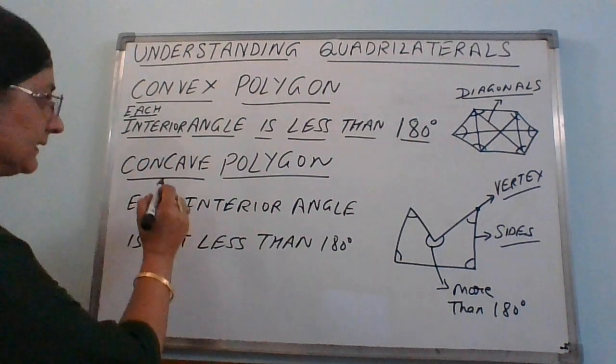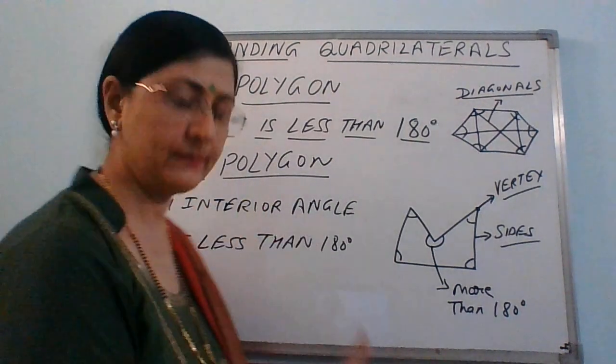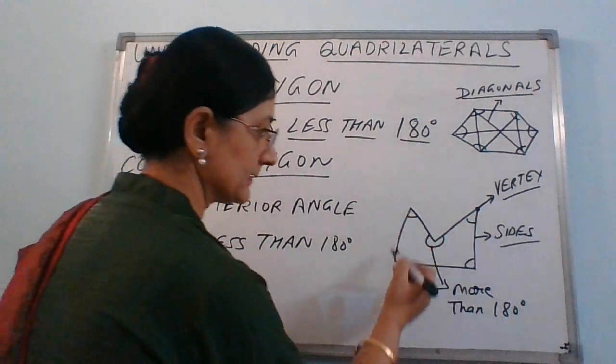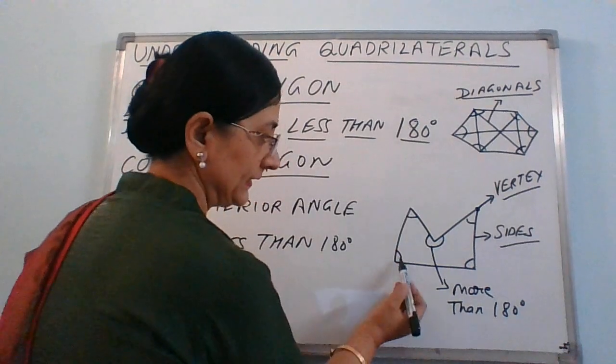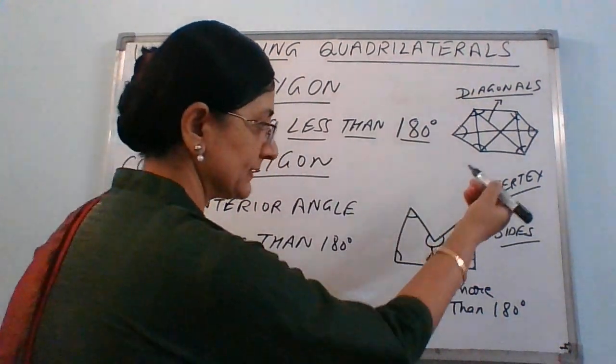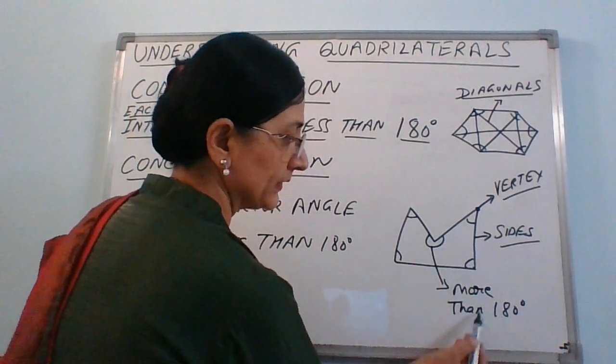Then what happens in concave polygon? Each interior angle is not less than 180. Some can be less than 180, but one or two can be more than 180. Like see here this type of figure. This is less than 180, less than 180, less than 180, less than 180. Interior angles I'm talking about, not exterior. Now here at this point, this is interior angle. It is more than 180.